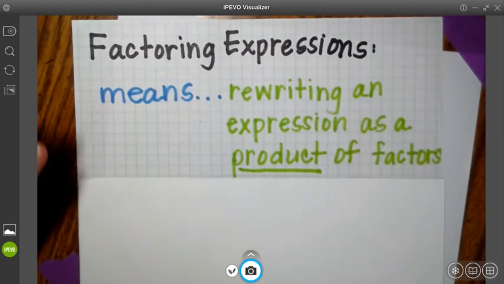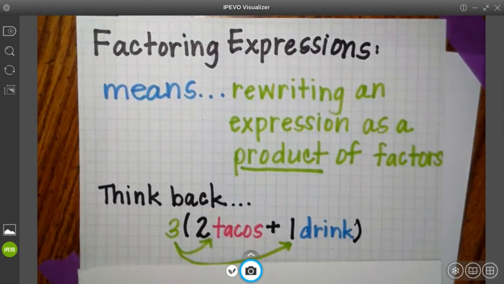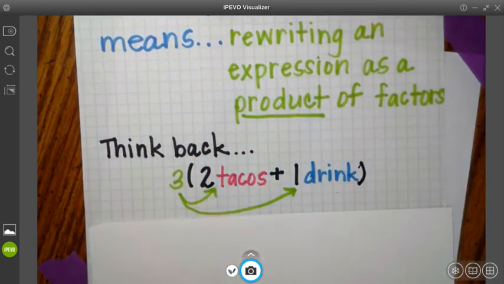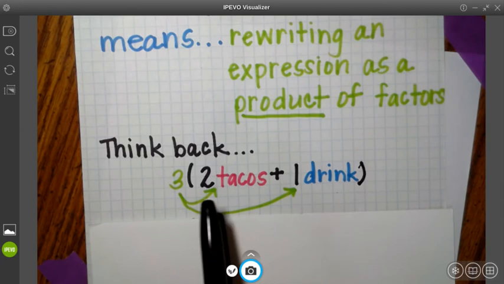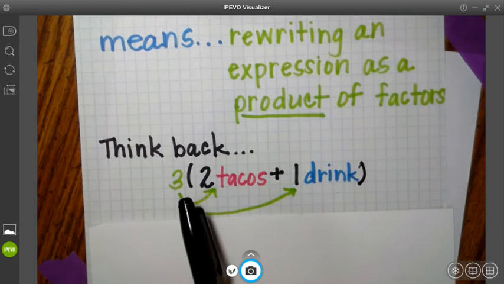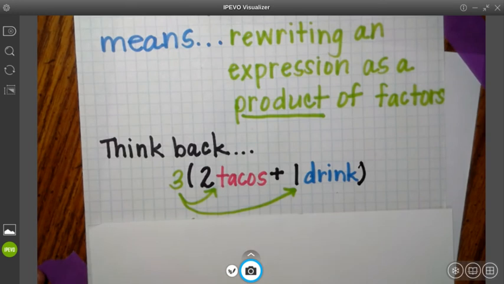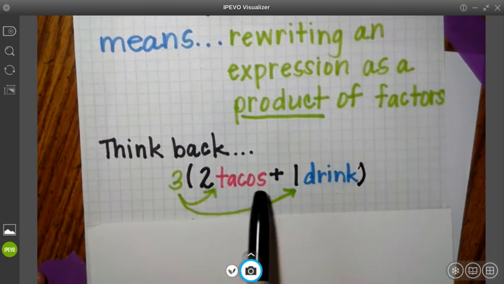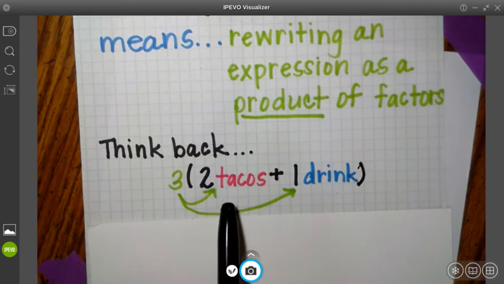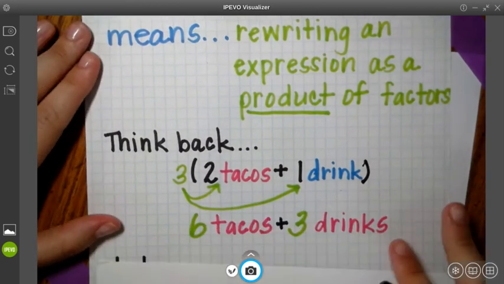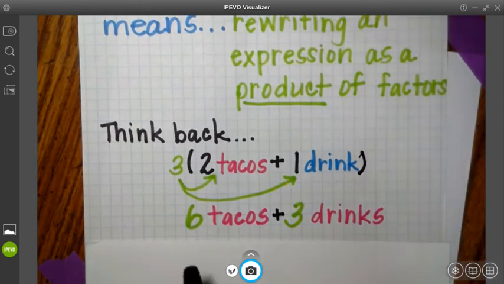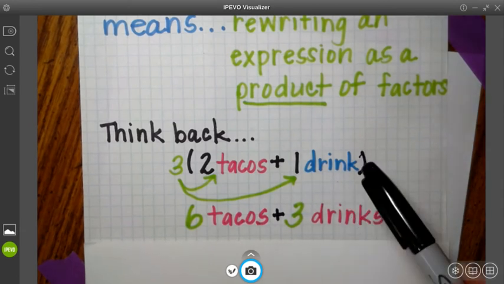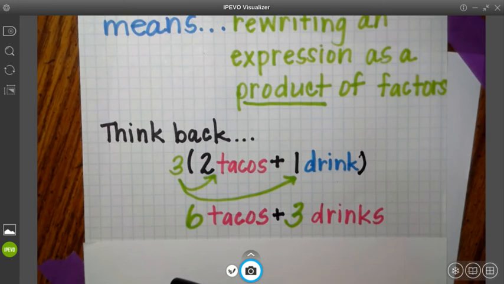If you think about yesterday, we ordered 3 combo meals. So if one meal came with 2 tacos and 1 drink, and me, Mrs. Collins, and you went to Taco Bell and thought, well, if we order 3 of these meals, what kind of food should we look for in the bag? Using the distributive property, it showed me that I should expect 6 tacos to be in the bag and 3 drinks. Okay, well, today we are factoring the expression.